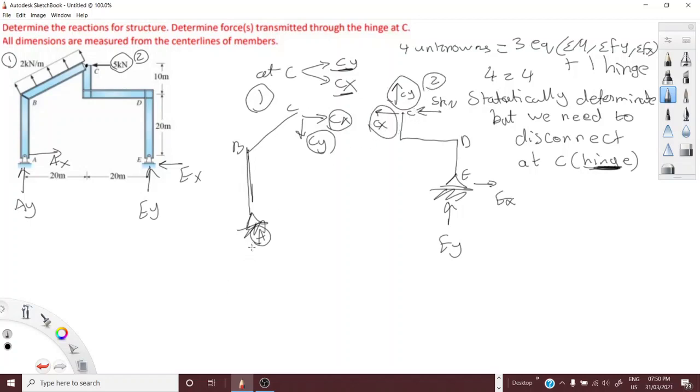I don't need Ay and Ax right now, and Ex. Since I found Cy and Cx from here, and from the other part I can find Cy and Cx, my life right now is easy. I can find the forces at Cx and Cy, from here I can find Ax and Ay, and from here I can find Ex and Ey. So start with finding the moment opposite to the hinge. Part 1 has 4 unknowns, and part 2 has 4 unknowns.